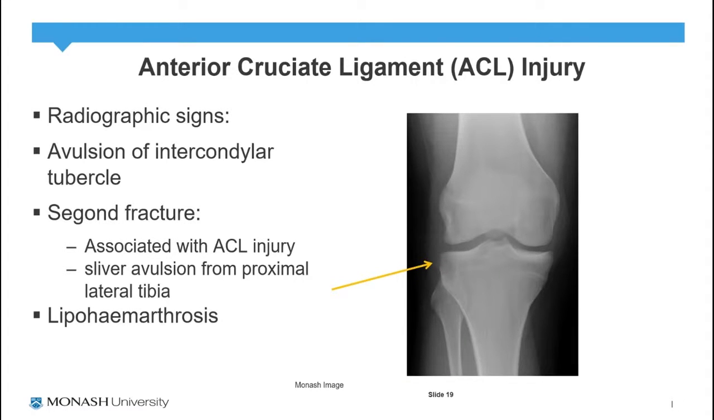With an anterior cruciate ligament injury, the thing you need to look out for on an X-ray is avulsion of the intercondylar tubercle, because that's where the ACL attaches, and then just adjacent to the lateral proximal tibia, you will see there's a small sliver of bone, and that is associated with the ACL. If a horizontal beam view was included here as well, you would have been able to also see a lipohemarthrosis. This type of fracture is also called a Segond fracture.